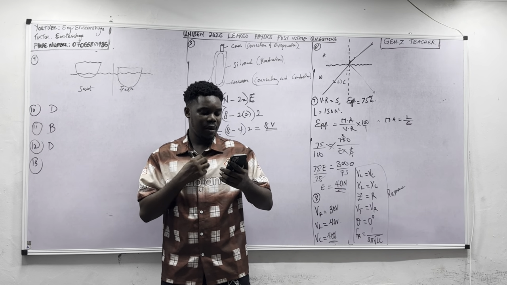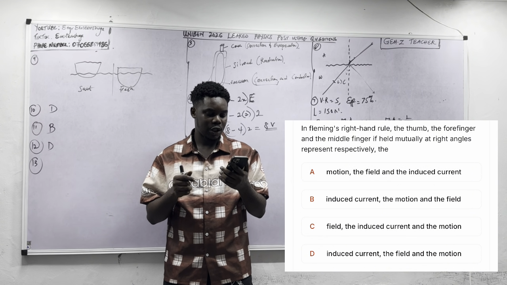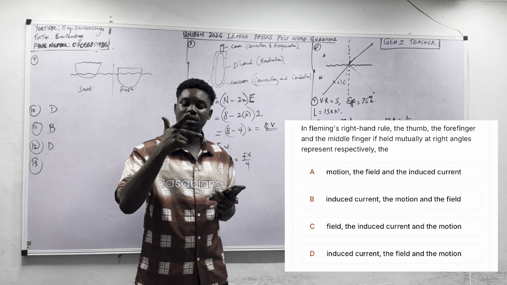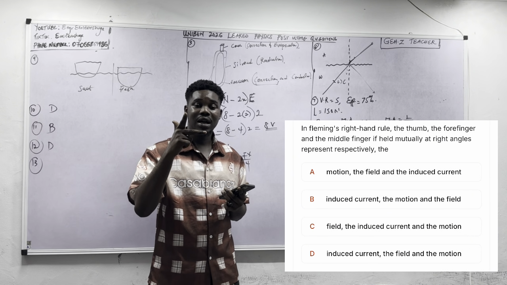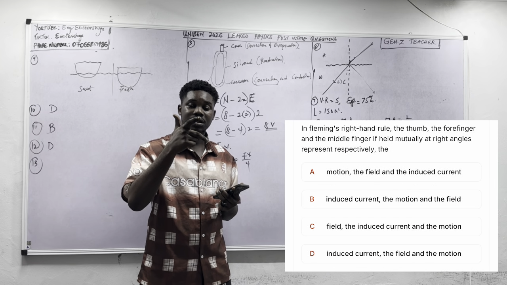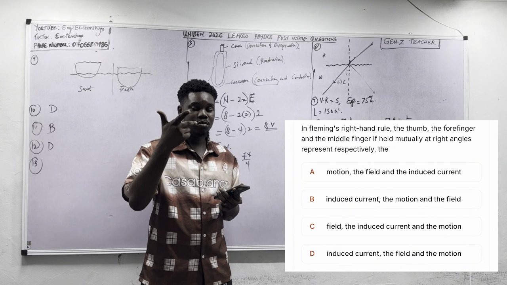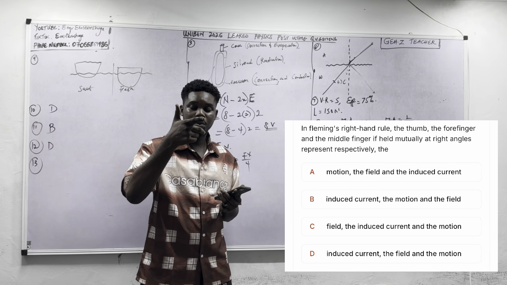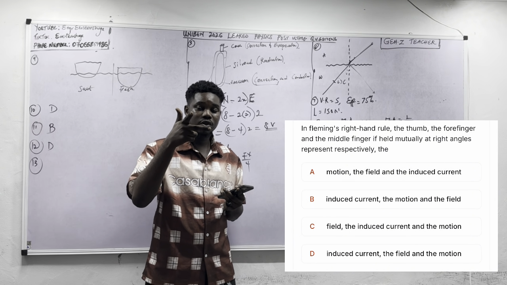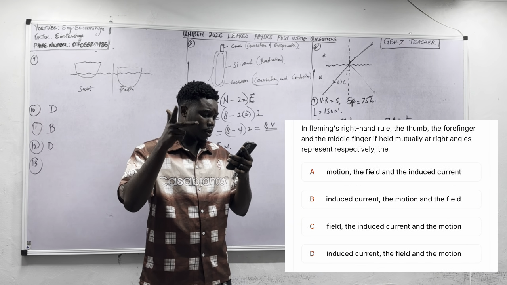Number 13 says, in Fleming's right hand rule, the thumb, the forefinger, and the middle finger, if held mutually at right angles, represent dash. Now, quickly recall, for Fleming's right hand rule, we hold the thumb, the first finger, and the second finger at right angles to each other. The thumb represents the motion or the force, the first finger represents the field, and the second represents the current. So remember, thumb, M for motion, first finger, F for field, and the second, C for current. So the answer should be the motion, the field, and the induced current. That should be option A.